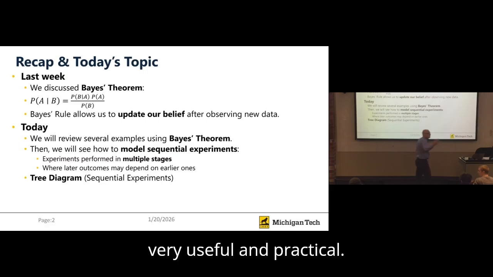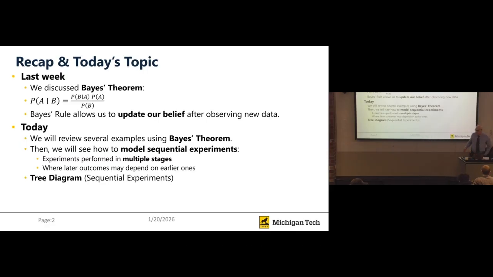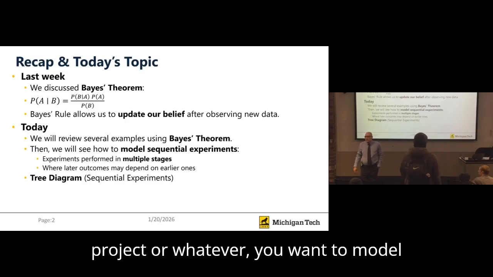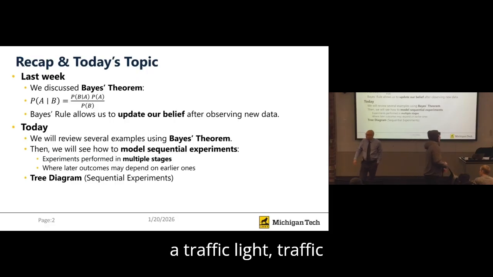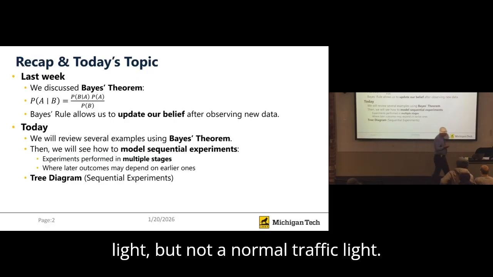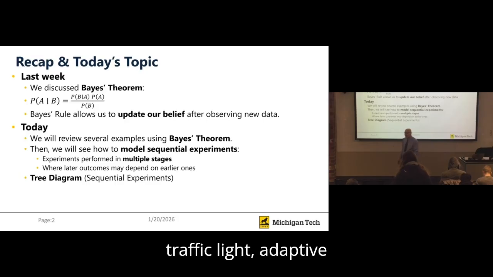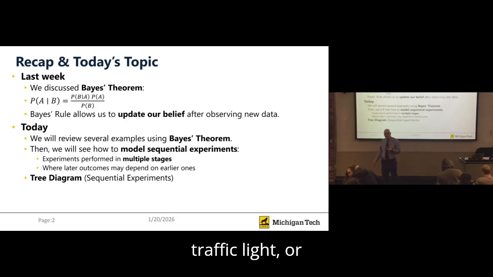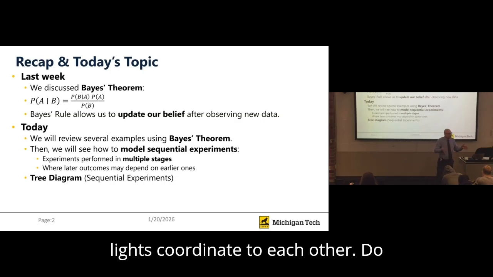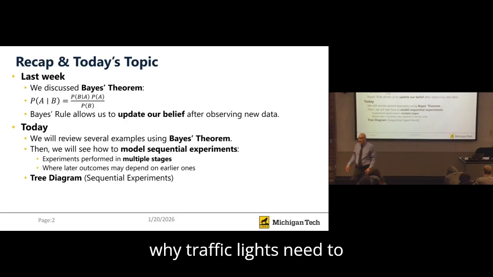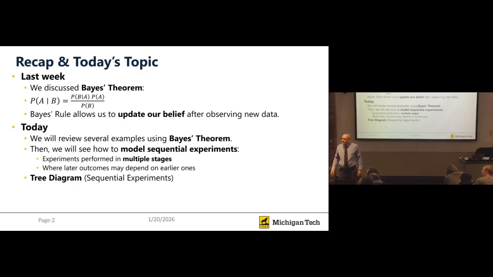very useful and practical. Like imagine for your project, final project or whatever, you want to model a traffic light. Traffic light, but not a normal traffic light. You want to kind of adaptive traffic light. You want to model adaptive traffic light or coordinated traffic lights. That traffic lights coordinate to each other. Do what? Anybody can tell me why traffic lights need to collaborate with each other or help each other?